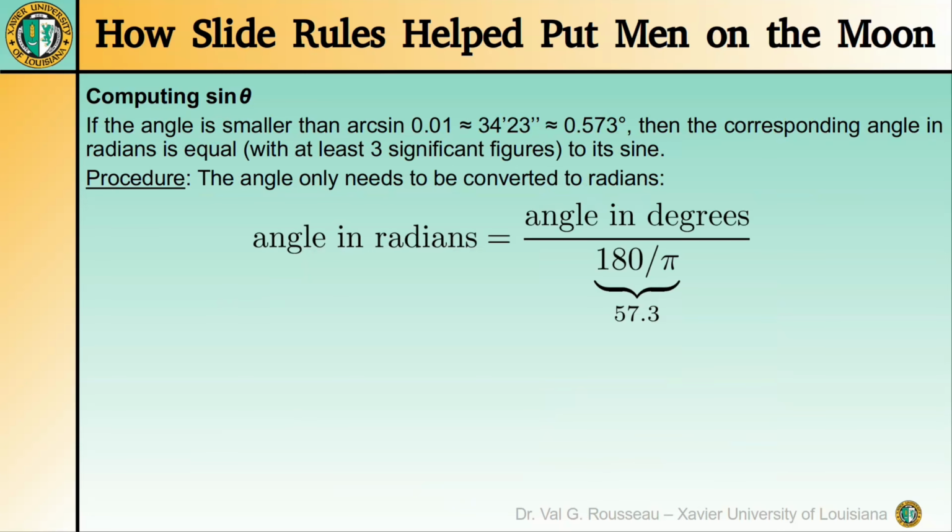What about angles that are smaller than those of the ST scale? In that case, all we have to do is to convert the angle to radians by dividing the angle in degrees by 57.3. Then it can be checked that the value of the sine is just approximated by the value of the angle itself, with a precision of at least 3 significant figures.